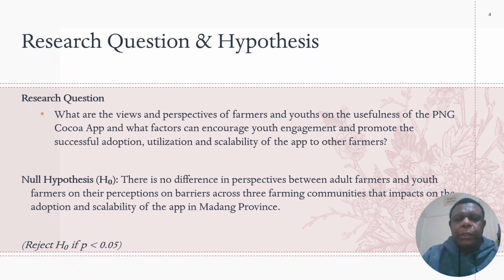Very quickly, the research question and hypothesis. The research question that the survey aims to answer is: what are the views and perspectives of farmers and youth on the usefulness of the PNG Cocoa app, and what factors can encourage youth engagement and promote the successful adoption, utilization, and scalability of the app to other farmers? The null hypothesis is there is no difference in perspectives between adult farmers and youth farmers on their perceptions on barriers across three farming communities that impact the adoption and scalability of the app in the province. We reject the null hypothesis if the p-value is less than 0.05.